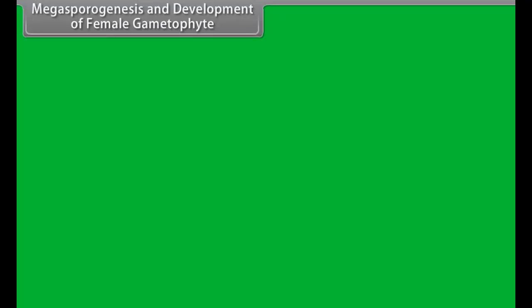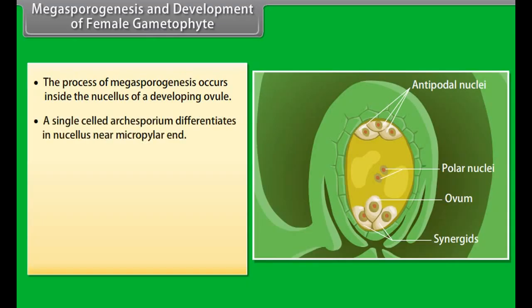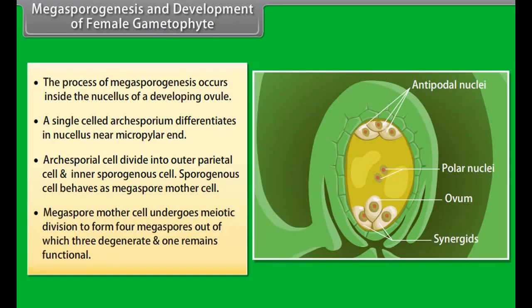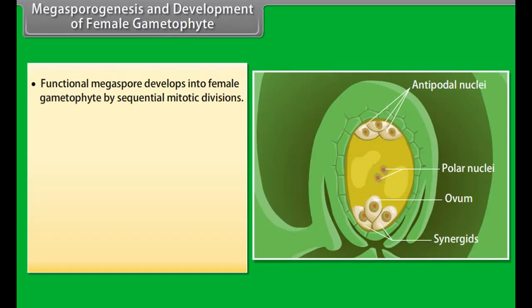Megasporogenesis and development of female gametophyte. The process of megasporogenesis occurs inside the nucellus of a developing ovule. A single-celled archesporium differentiates in the nucellus near micropylar end. Archesporial cell divides into outer parietal cell and inner sporogenous cell. Sporogenous cell behaves as megaspore mother cell. Megaspore mother cell undergoes meiotic division to form 4 megaspores, out of which 3 degenerate and 1 remains functional.